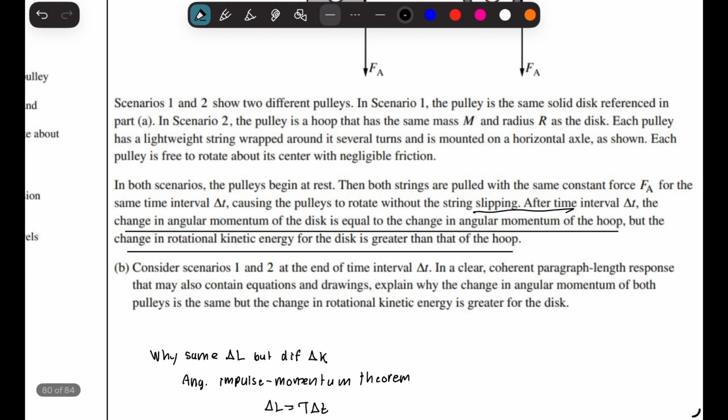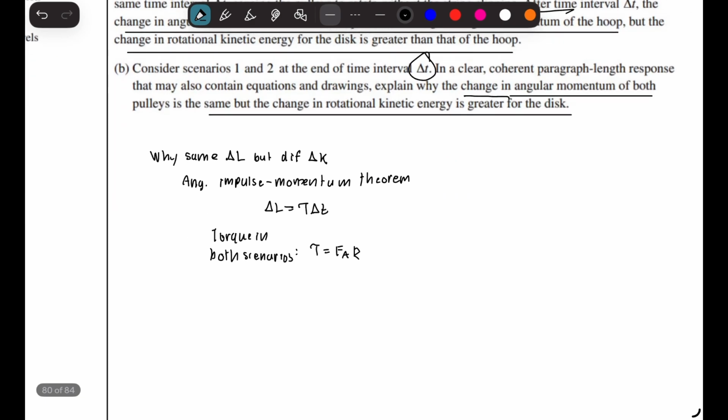Consider scenarios 1 and 2 at the end of the time interval delta t. In a clear, coherent paragraph length response that may also contain equations and drawings, explain why the change in angular momentum of both pulleys is the same. So the angular momentum change of both pulleys is the same, but the change in rotational kinetic energy is greater for the disk.